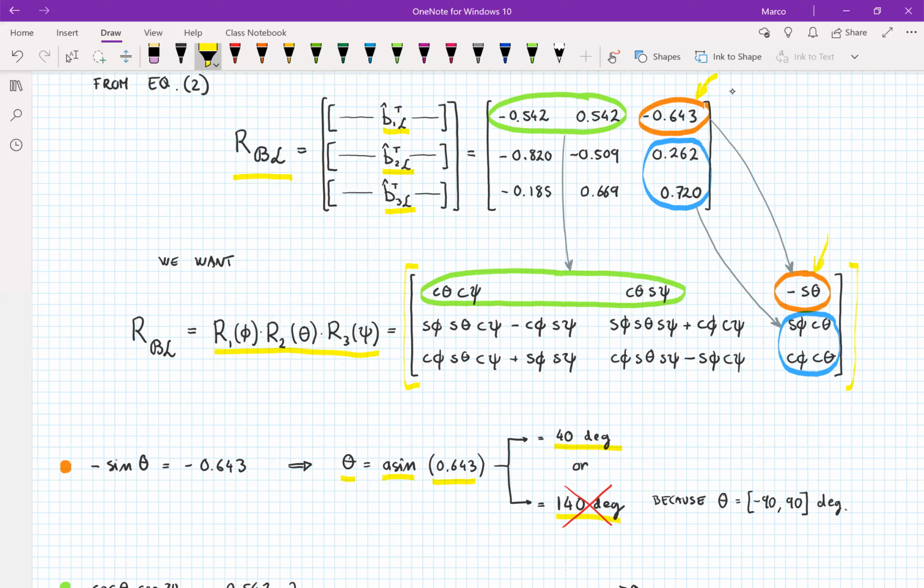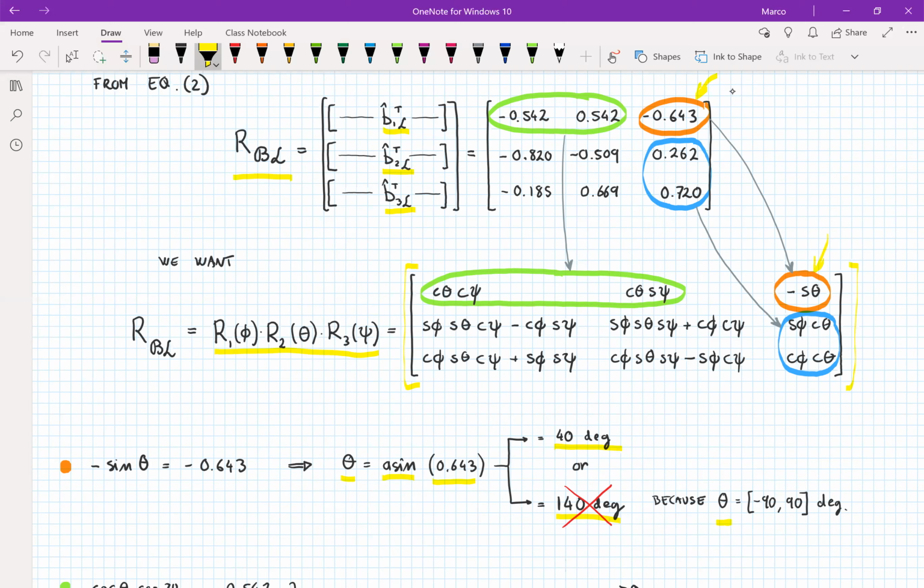In this case, we're going to exclude 140 simply because for this sequence of rotations, I told you that the pitch angle, so theta, has to be between minus 90 and plus 90 degrees. So 140 is definitely not in that range. So we're looking at a pitch angle of 40 degrees.